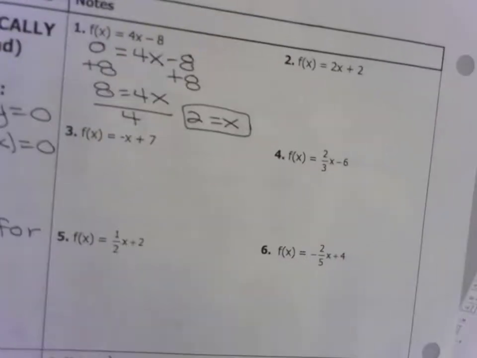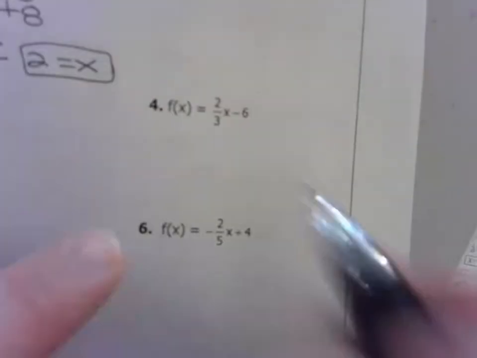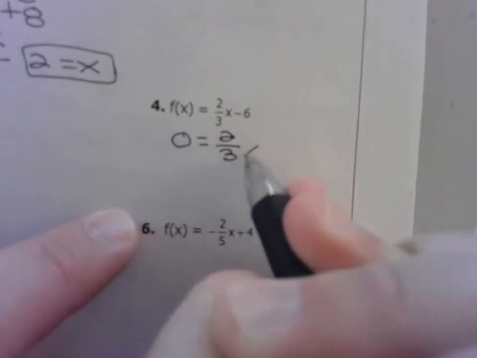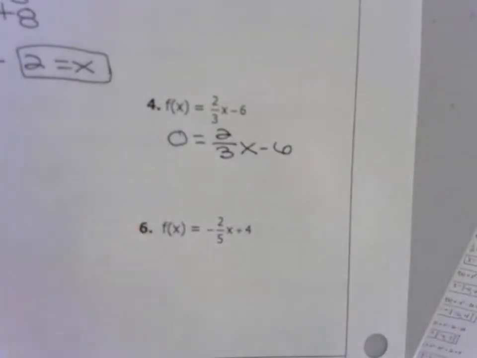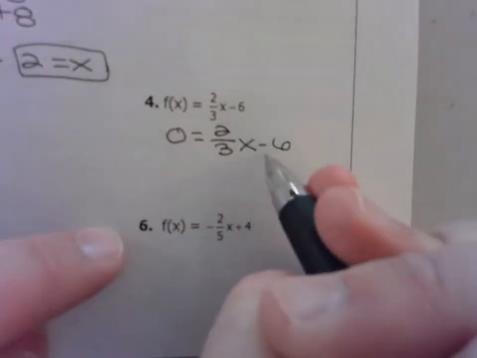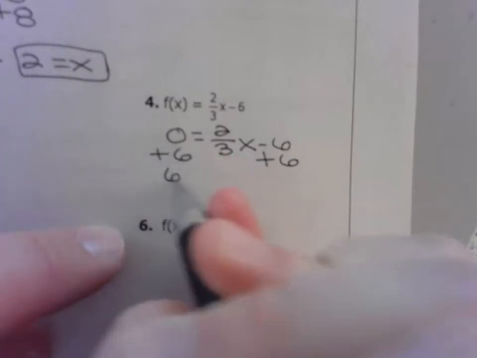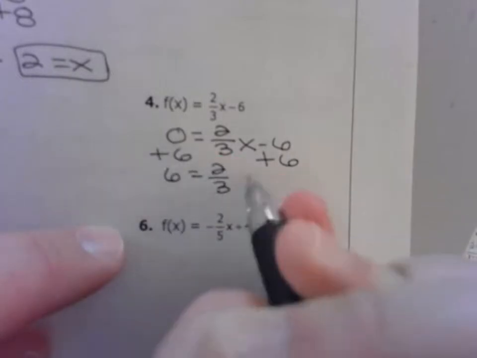Let's look at 4. If I want to find the zeros, what you do is you take f of x, set it equal to 0. So 0 equals 2/3 x minus 6. Once you set it equal to 0, John, keep your head up, please. Once we set it equal to 0, you solve this equation like normal. What do I do first? Add 6. Add 6. 6 equals 2/3 x.